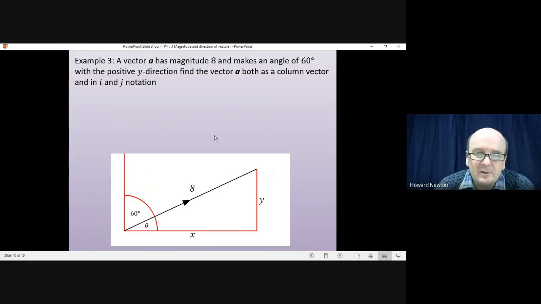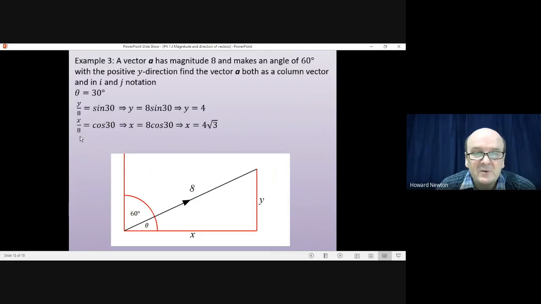Okay, let's have a look. So if that angle is 60 degrees, it means that theta must equal 30 degrees. First of all, to find y, well, y divided by 8 is opposite over hypotenuse. So y divided by 8 will equal sine of 30 degrees, sine theta, which means y is 8 times sine 30, which means y equals 4. And then we do the same for the x coordinate. So x over 8 will equal cos 30, which means x equals 8 times cos 30, which means x will equal 4 root 3.